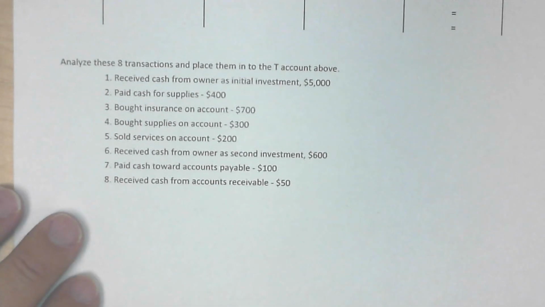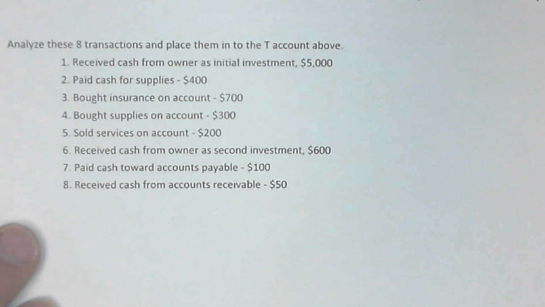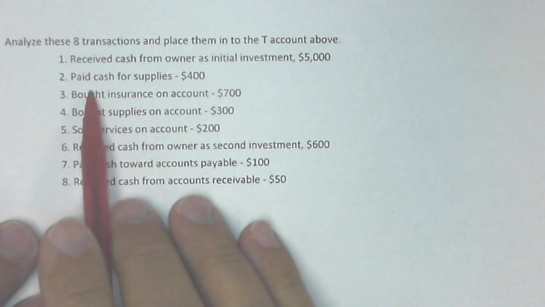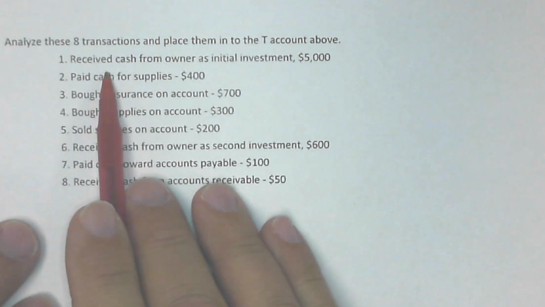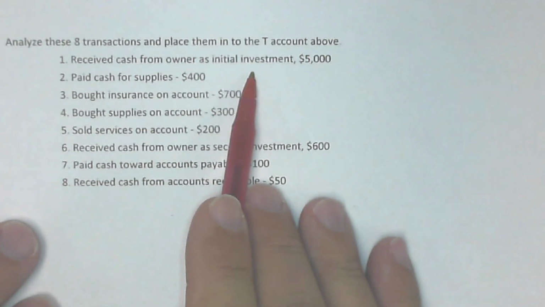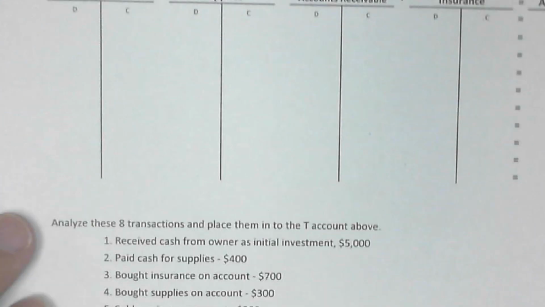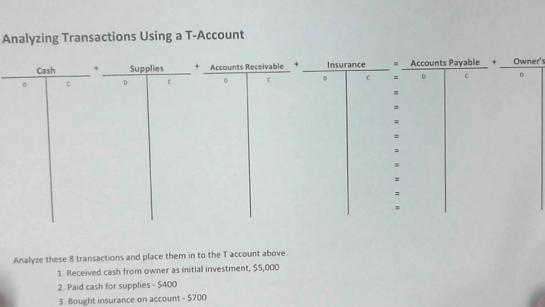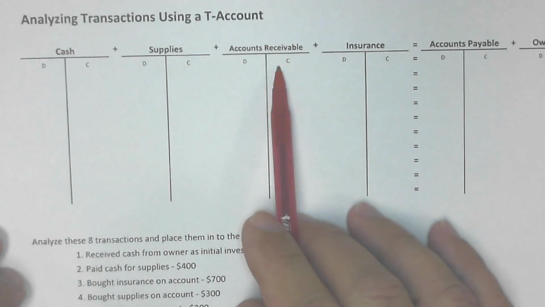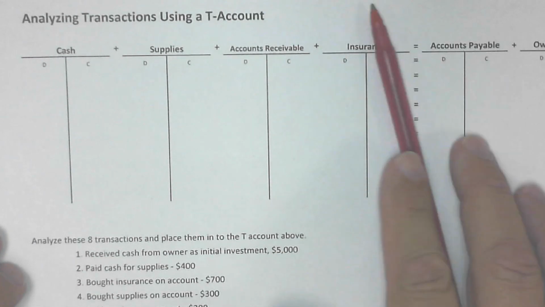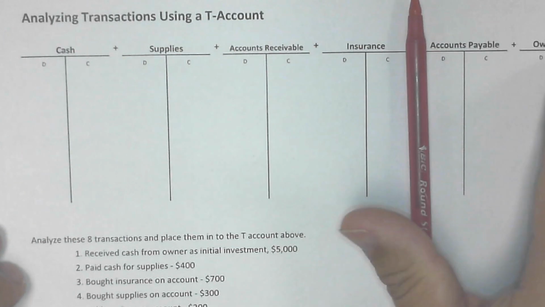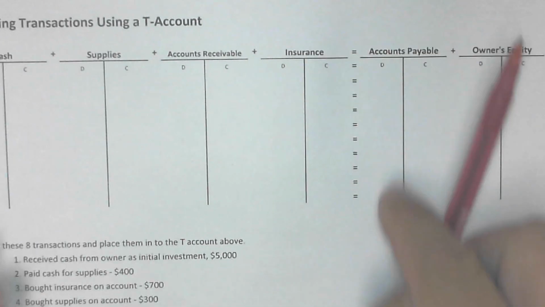All right, so we've got our first transaction. Received cash from owner as initial investment. So now we've got all of our accounts across the top: cash, supplies, AR, insurance. Then the other side of the equation, payable and owner's equity.